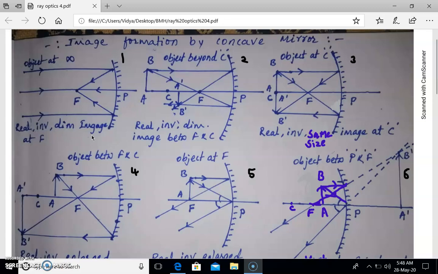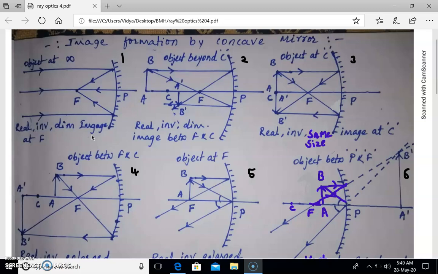Case 2. When the object is placed beyond the center of curvature of the concave mirror, here AB is the linear extended object placed just beyond C. A ray parallel to the principal axis after reflection passes through the principal focus. A ray passing through the focus after reflection runs parallel to the principal axis. Both reflected rays intersect each other at a point. Through that point of intersection, a perpendicular A'B' is drawn from the principal axis, which gives the position and the nature of the image. The nature of the image: a real, inverted, diminished image is formed between F and C.